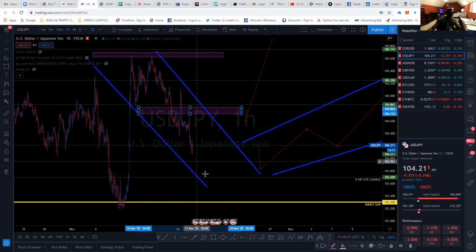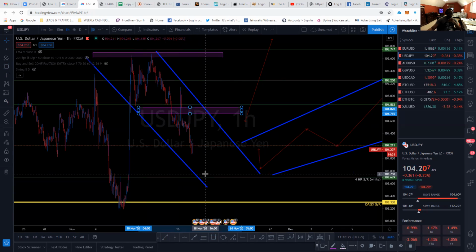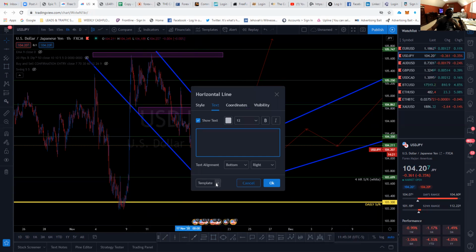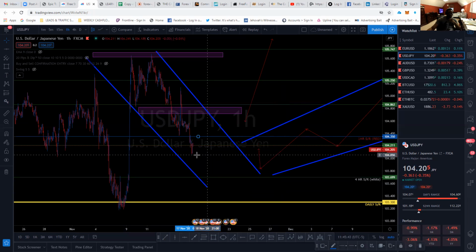All right. So now the question is, I'm going to take another horizontal line and put it right here. I'm going to make this the 1 hour. And here's the reason why I'm going to do this. Because now it hit resistance here, right? So it went down, boom, boom, boom. Took another downside. Now it's starting to retest and hit this line as resistance.